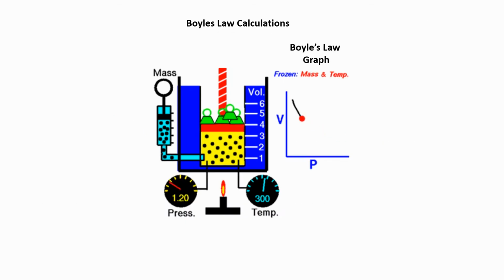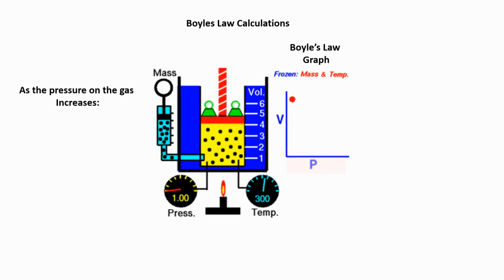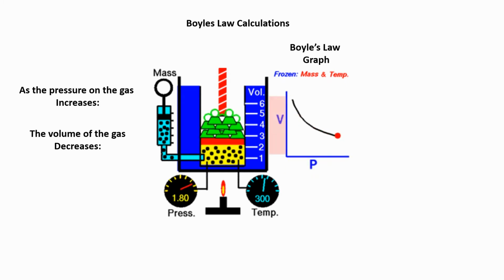This illustration shows a graph of Boyle's law, where the mass and the temperature remain constant or frozen. As the pressure of the gas increases, the volume of the gas decreases.